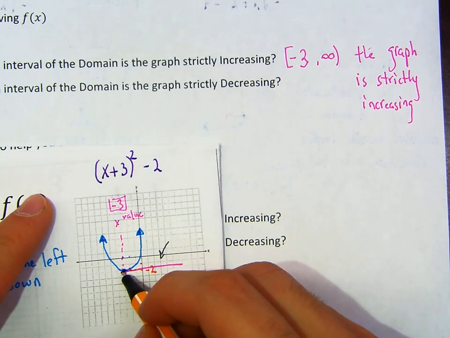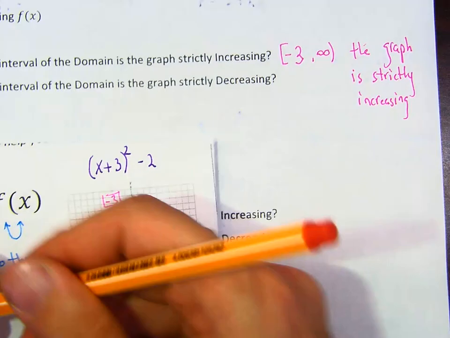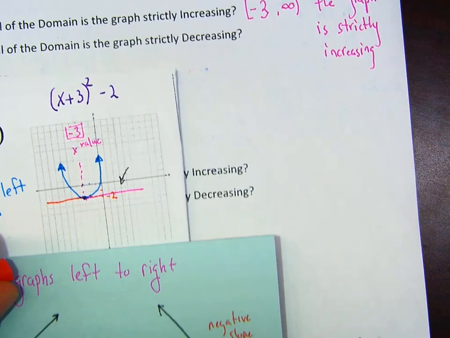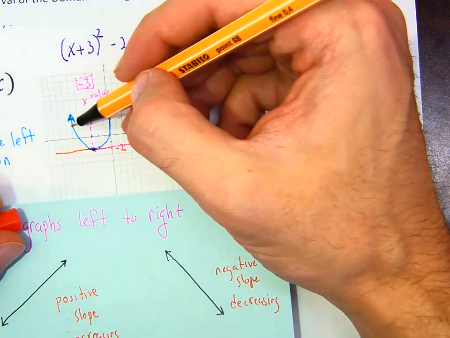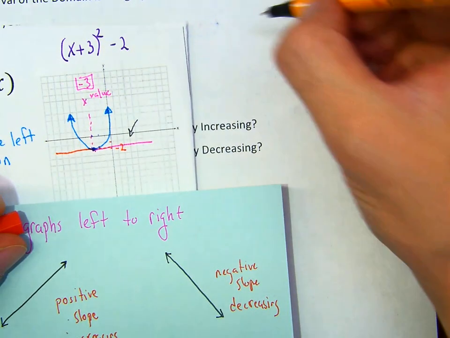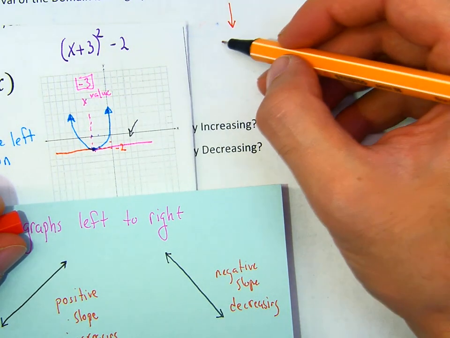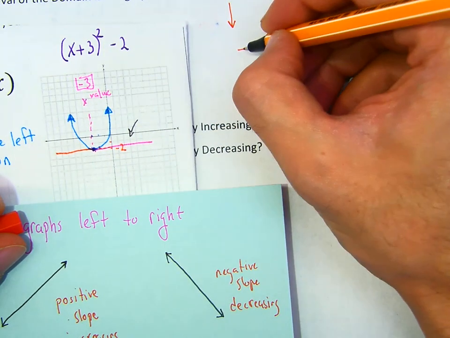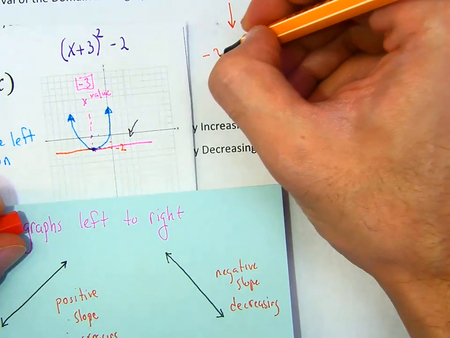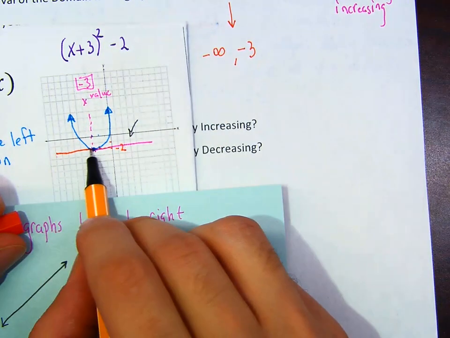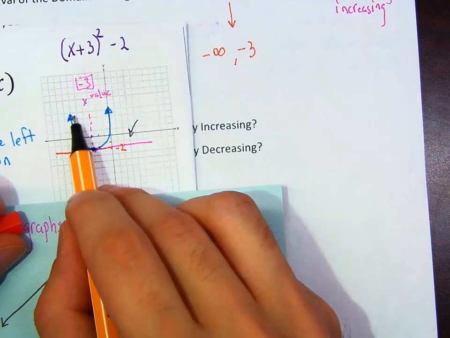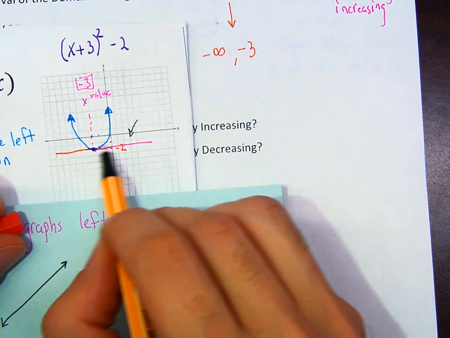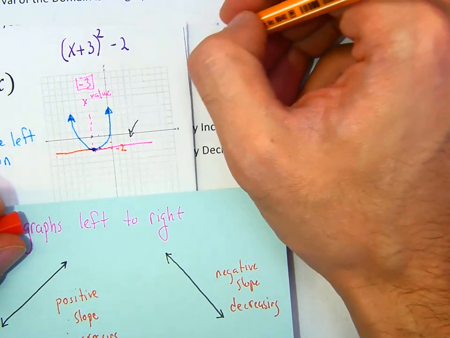So when you look at it over here, notice that this part of the graph has a negative slope, just like this. It has a negative slope from here to here, so the graph is decreasing. But how would you write that in interval notation? Notice that from -infinity to -3, the graph is decreasing. Then from -3 to positive infinity, the graph is increasing.